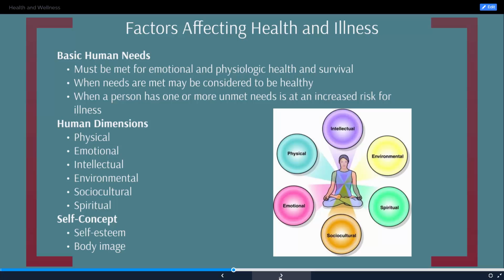And this relates to Maslow's hierarchy of needs, right? Because the bottom level of Maslow's is the basic needs: food, water, shelter, things like that. And then as you move up his pyramid, you start to see some of those other things like emotional, intellectual, sociocultural, and spiritual type health. And then, as you move towards the top even more, you get that self-esteem and body image.